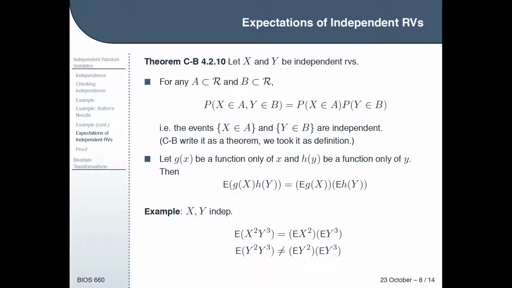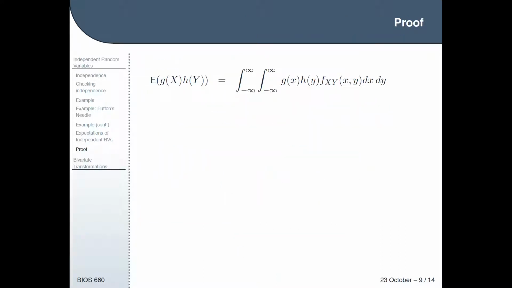For example, if you want to find the expected value of y to the fifth, you can't just find the expected value of y squared, the expected value of y cubed, and multiply them together, because in general y squared and y cubed will not be independent of one another. That's just the fifth moment of y, right?